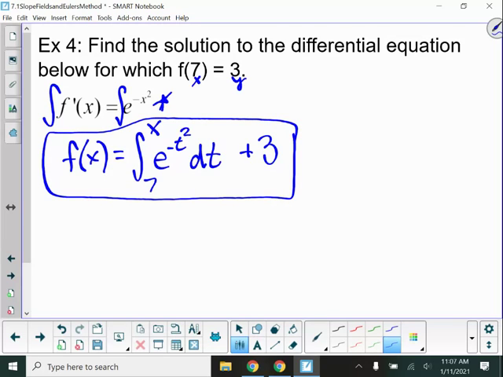So examples 1 through 4, that is the first half of what this section goes over. The second half is all going to be dealing with slope fields. Slope fields are going to give you a graphical representation of what your potential differential equation could have originally looked like based on the slopes at different points.